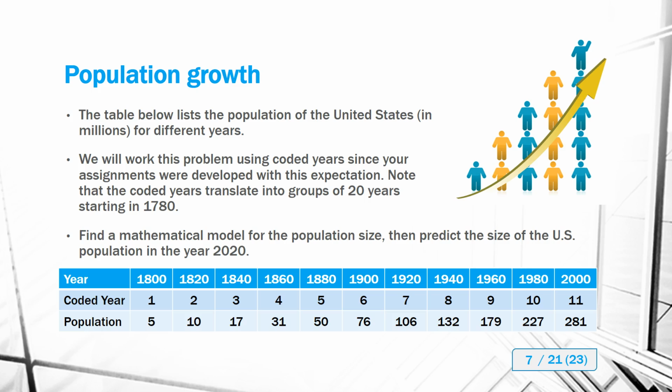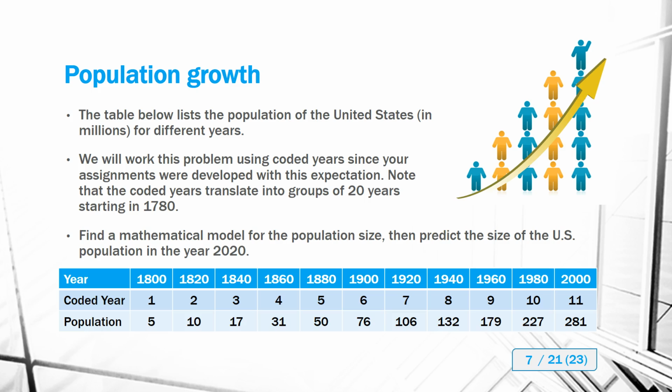Let's look at a particular example to illustrate. So the table that you see below on the bottom of this slide is listing the population of the United States in millions of people for different years. So we're going to actually work this problem two ways. First, because some of your homework problems talk about using coded years for making models, we're going to work this problem using coded years. So you see there in the table coded years. So 1800 is coded as 1, 1820 is coded as 2, 1840 is coded as 3. So we add one more to our coded year every time we pass 20 years in reality.